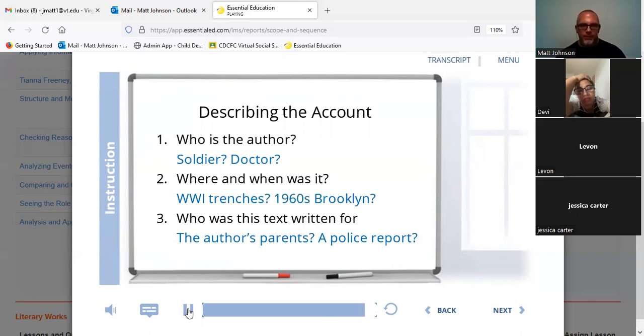Let's see if you got this. Try describing an account. That's something else I've mentioned along the way here. As far as active reading goes, you will get to the point where you do this automatically. A lot of times we do this without even thinking about it when we're reading something.